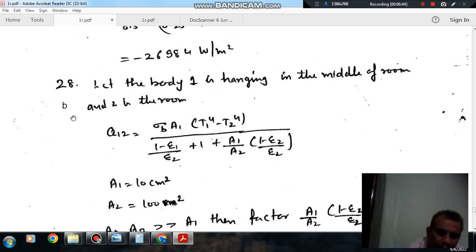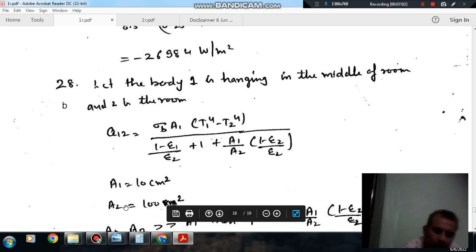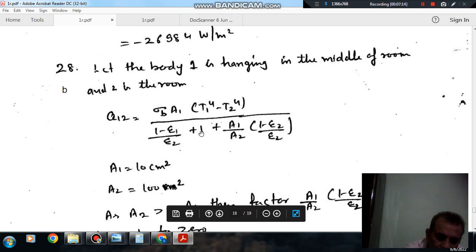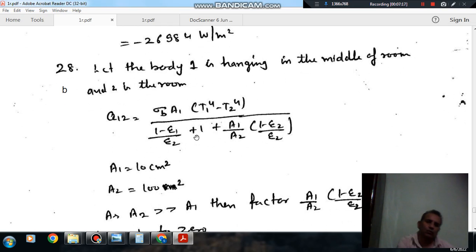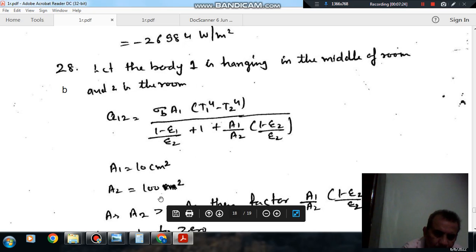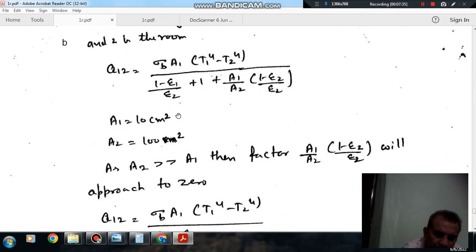So here body 1 is hanging in the middle of the room, and the heat transfer can be given by sigma A1 (T1^4 minus T2^4) divided by 1 by epsilon 1 plus (1 minus epsilon 1) by epsilon 1 plus 1 by F12 plus (A1 by A2) times (1 minus epsilon 2) by epsilon 2. Here we have to find the heat transfer from the plate to the room. A1 is 10 centimeter square, and F12 is 1, because the plate cannot see itself. A2 is 100 meter square, which is very very large compared to A1, so this last factor will be very small, and we can neglect it. So now we take the remaining factors only.